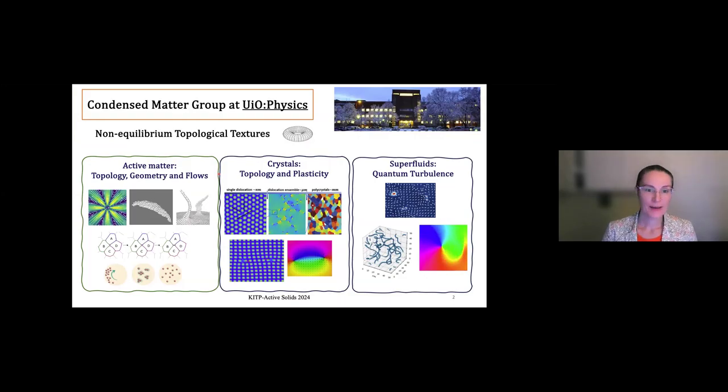I run a condensed matter group at the Department of Physics at the University of Oslo in Norway, and we work on trying to understand non-equilibrium properties and pattern formation in materials that have topological textures. And that range from crystals, liquid crystals, all the way down to superfluids, and more recently I've been quite focused on understanding topological properties in biological active matter. And that would be in particular the topic that I will be discussing with you today.